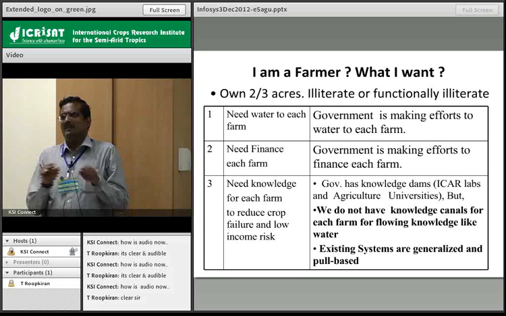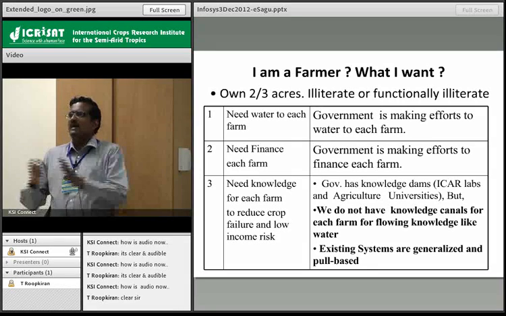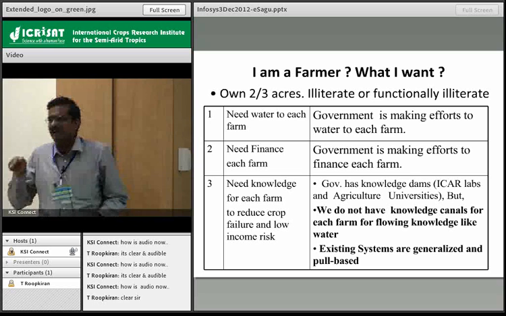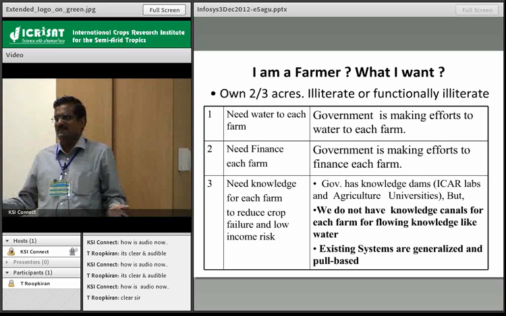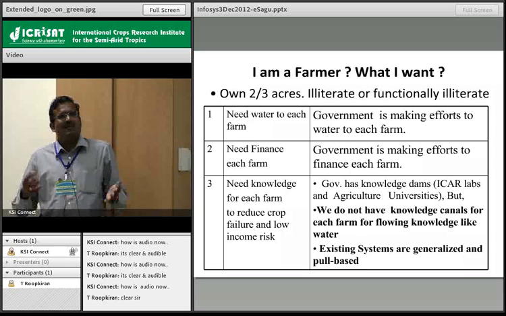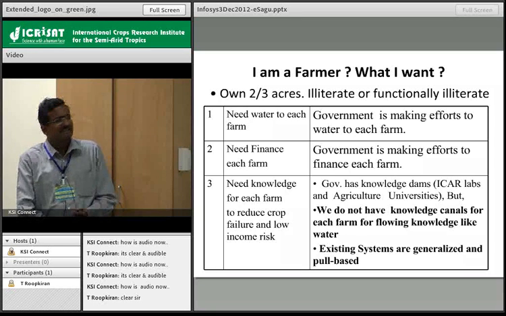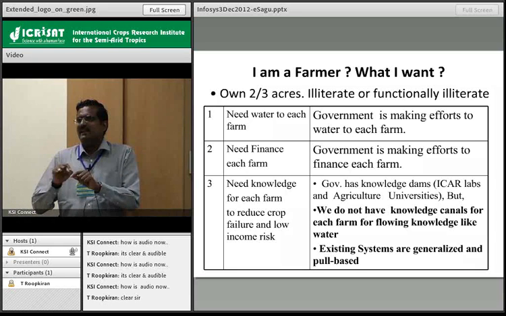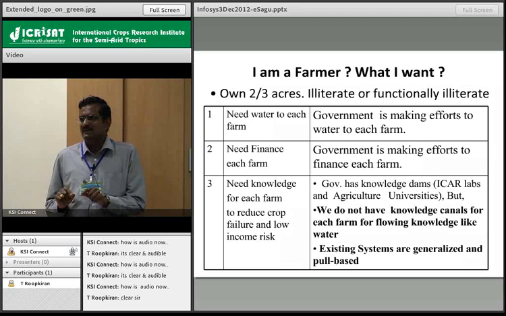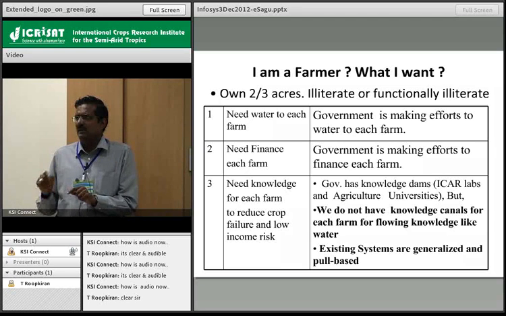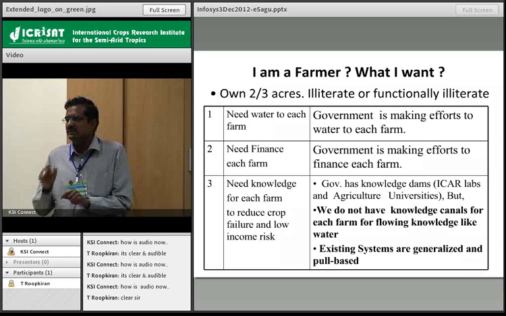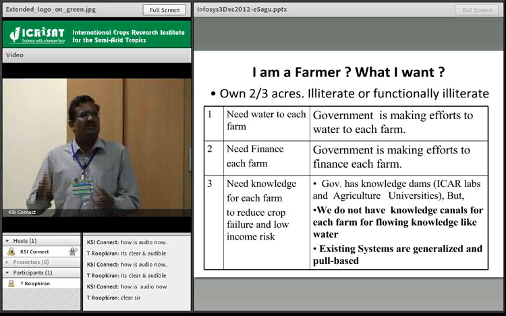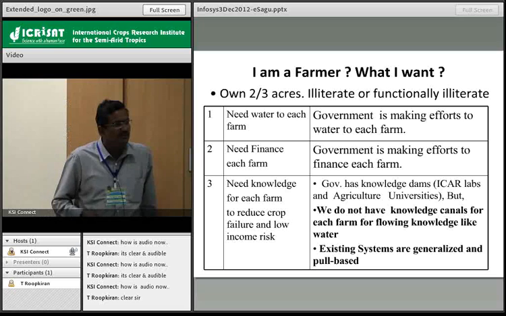Here, there is some confusion. So I compare this paradigm with the water dam. If you build a water dam and you don't dig the canals, the water is useless. Now, I say that we have got knowledge dams like ICAR and agriculture universities, but somewhere the canals are not dug. Canals mean that, like water, knowledge should flow continuously, 365 days, to each farm of India. What knowledge? Whatever knowledge the agriculture scientist delivers. Can we build a system?